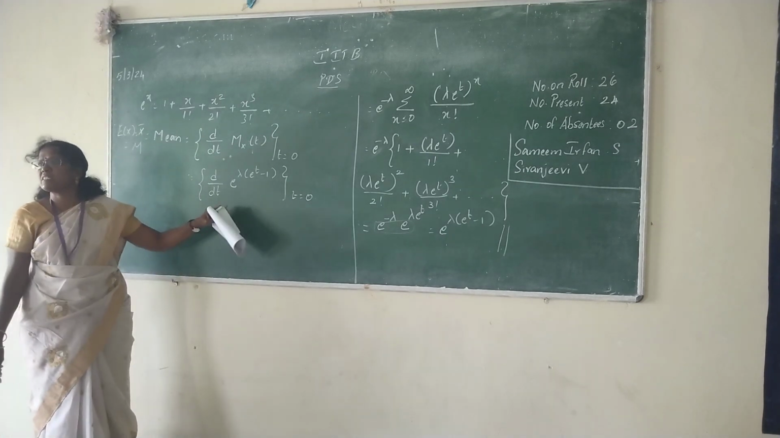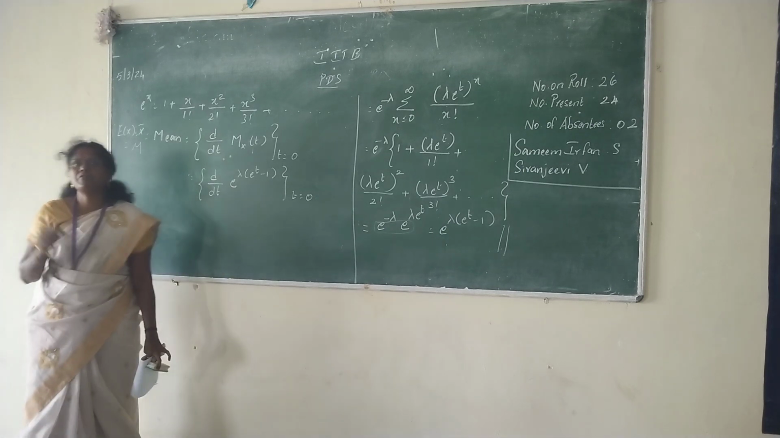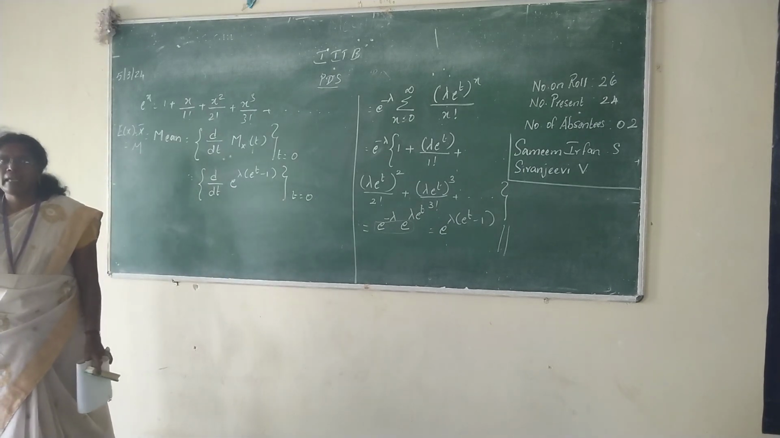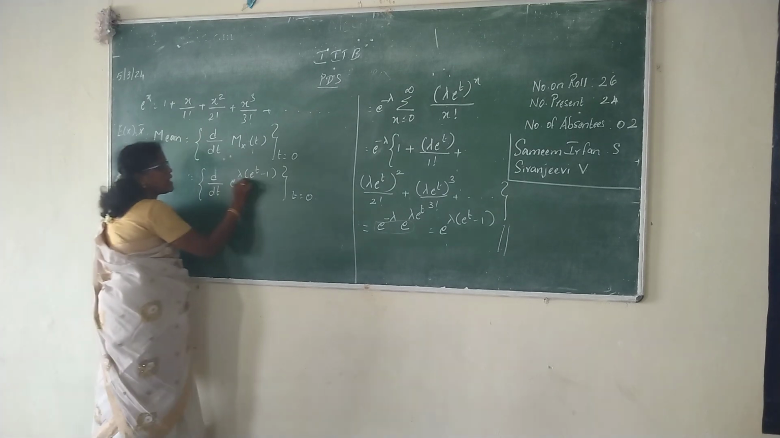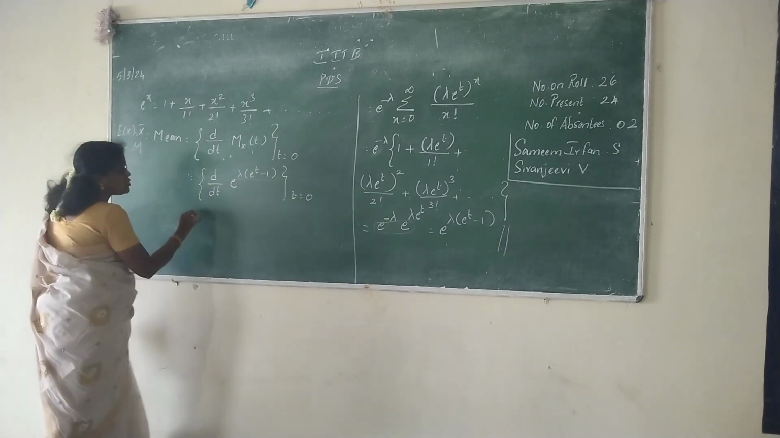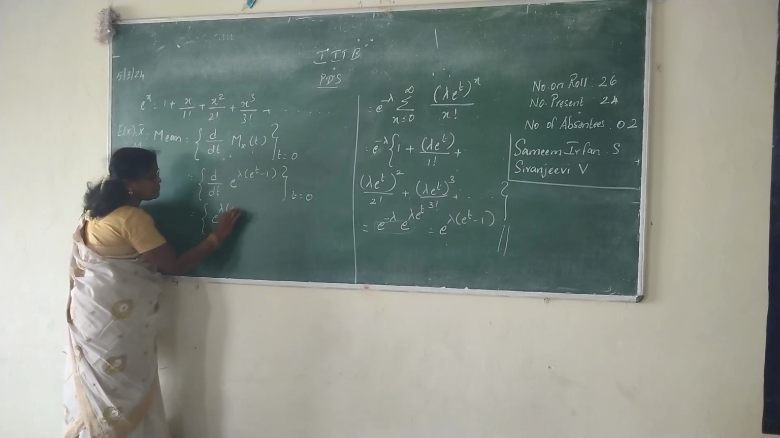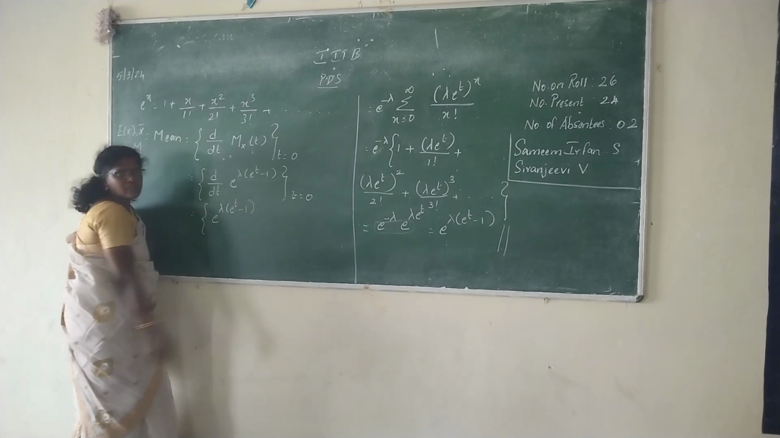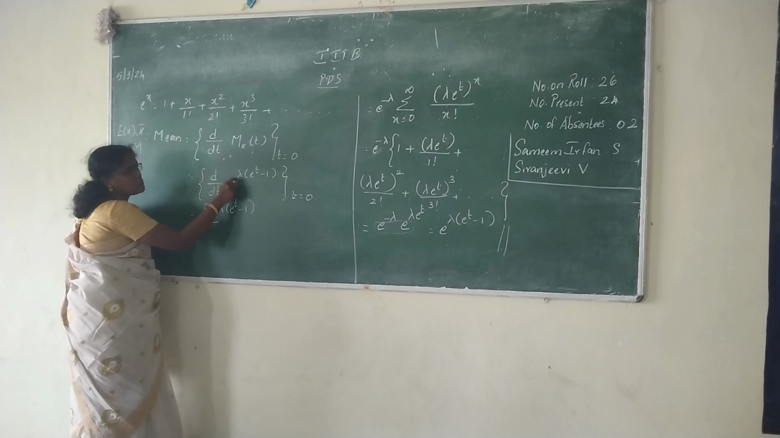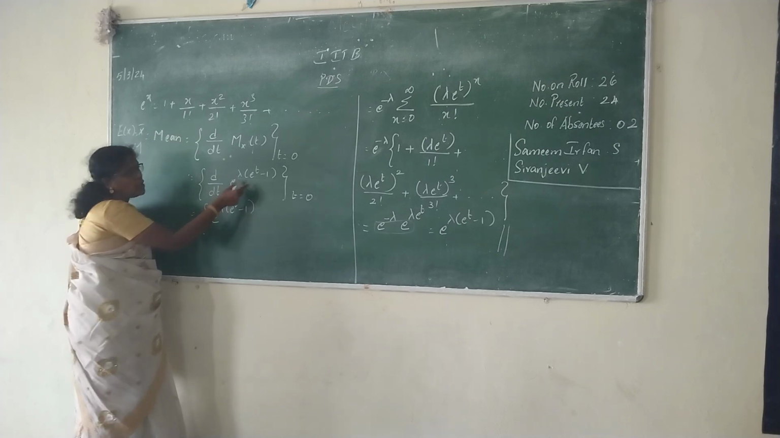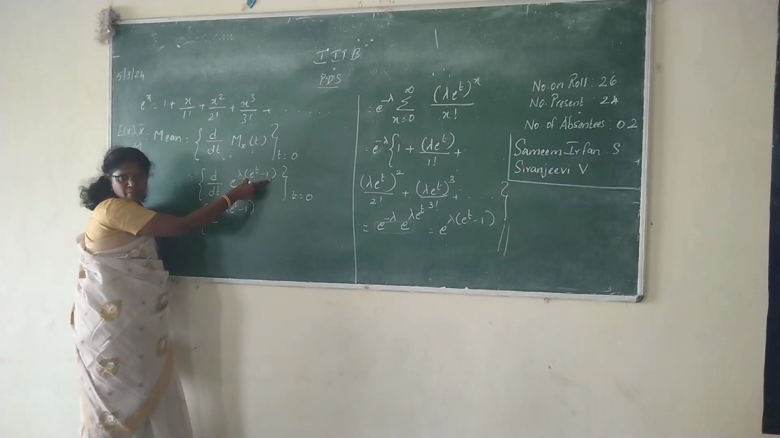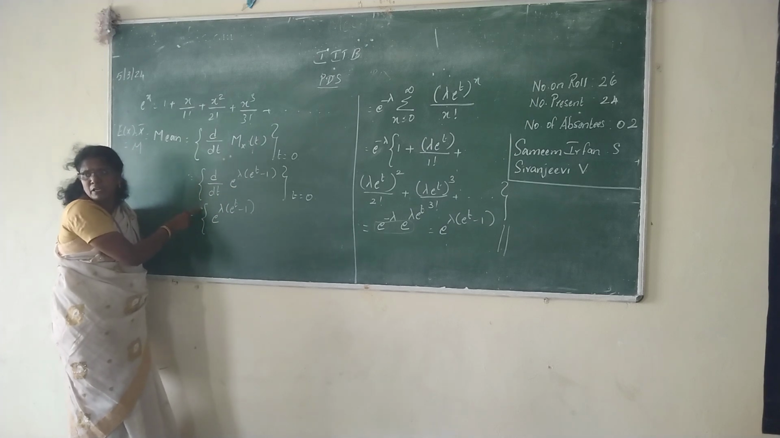So if you differentiate the exponential, what is the differential of e power x? E power x itself. Instead of x, you are having this 2. So first you are differentiating the exponential: e power lambda into e power t minus 1 as it is. Now we have done the differentiation only for the exponential. Now we have to do the differentiation for the power, so we are going to differentiate with respect to t.